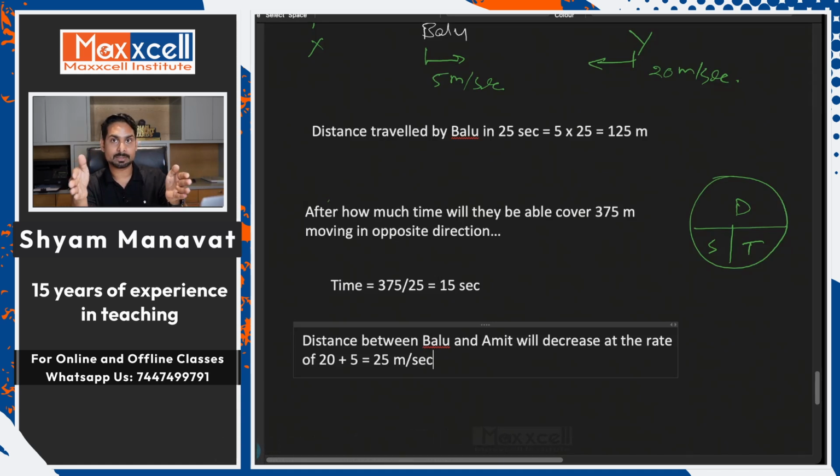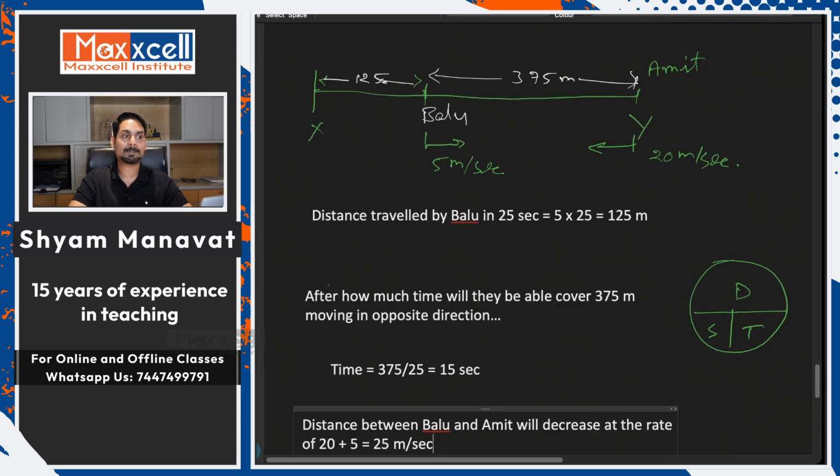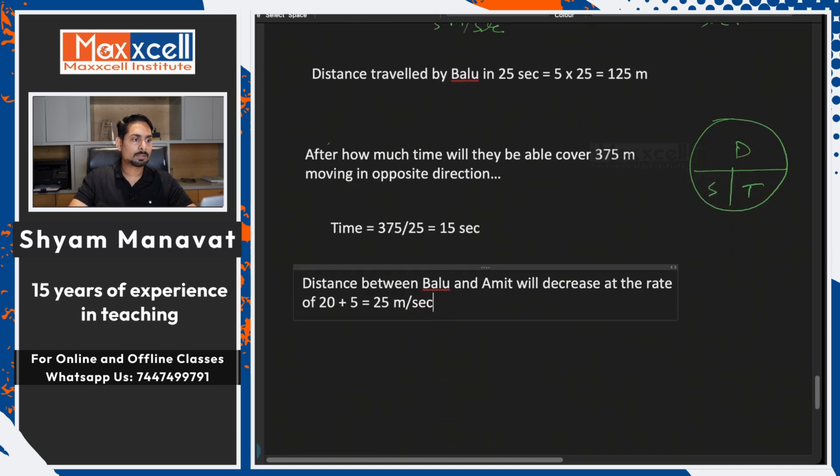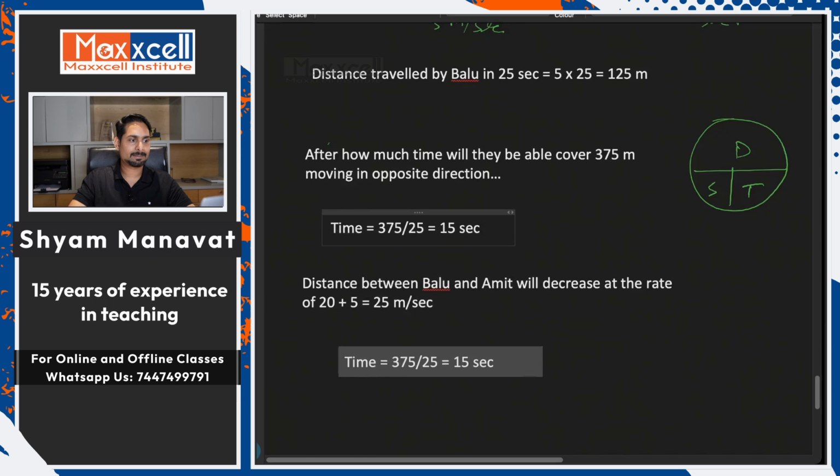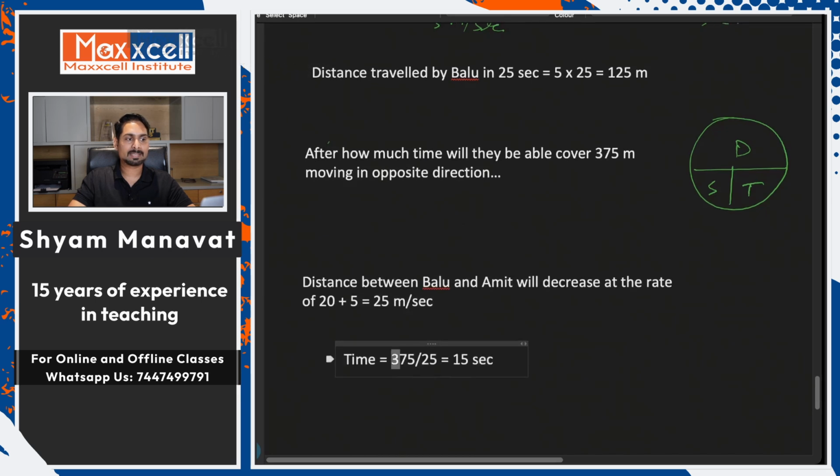So if it is reducing at the rate of 25 meters in every second, then how much time will it take to reduce the entire 375 meters distance between them, which is happening now when Amit reaches here? Is the solution clear to you? So this is decreasing at the rate of 25 meters per second, so we can say the time taken to reduce this entire 375 meters is 375 by 25 equal to 15 seconds.